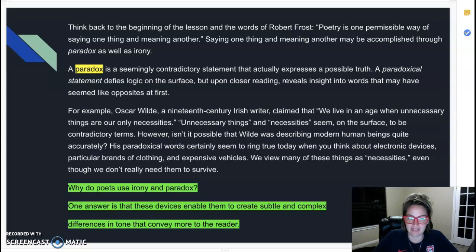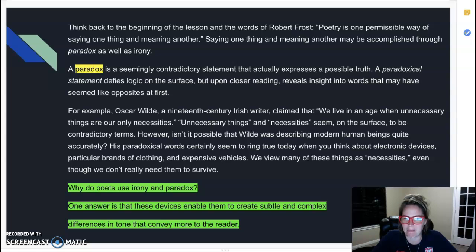A paradox is a seemingly contradictory statement that actually expresses a possible truth. A paradoxical statement defies logic on the surface, but upon closer reading reveals insight into words that may have seemed like opposites at first. For example, Oscar Wilde, a 19th century Irish writer, claimed that, quote, "We live in an age when unnecessary things are our only necessities."